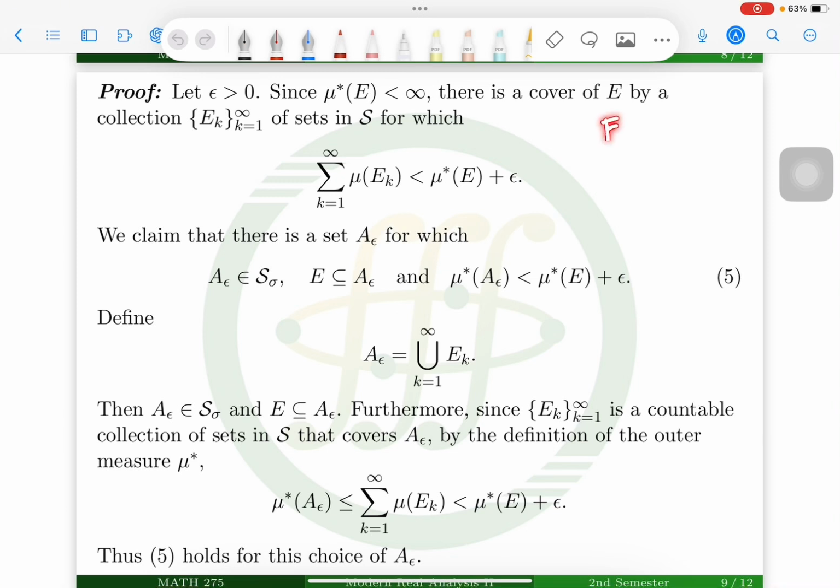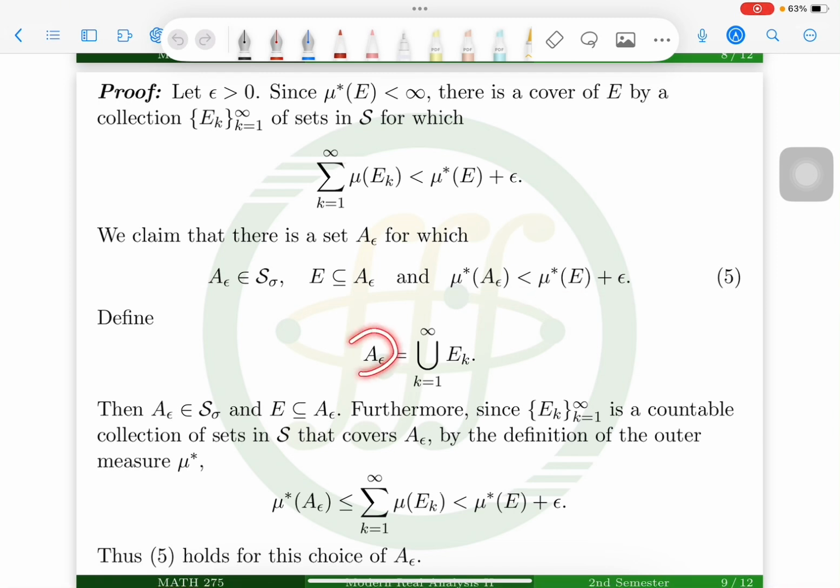So E is a subset of the countable union of E sub K. We claim that there is a set A epsilon, for which A epsilon is in S sigma, meaning it is a countable union of sets. And then E is a subset of A epsilon, and the outer measure of A epsilon is less than the outer measure of E plus epsilon.